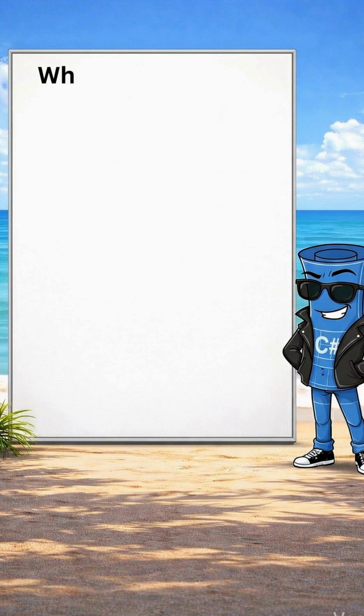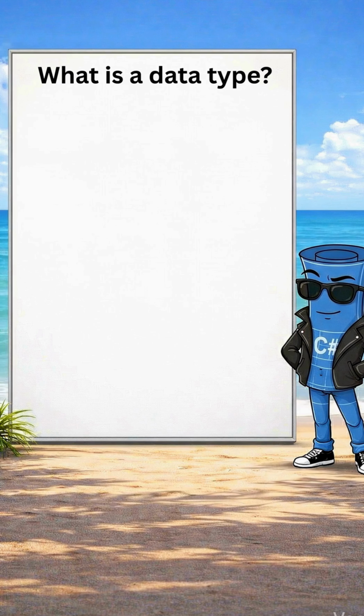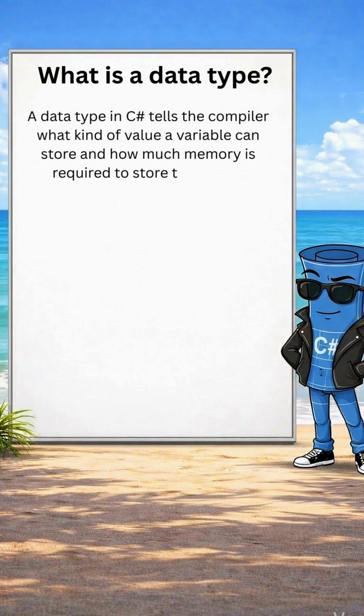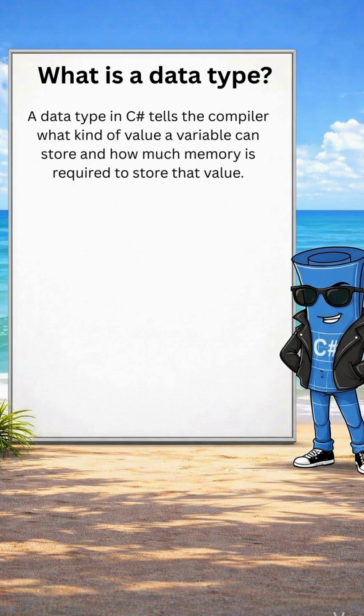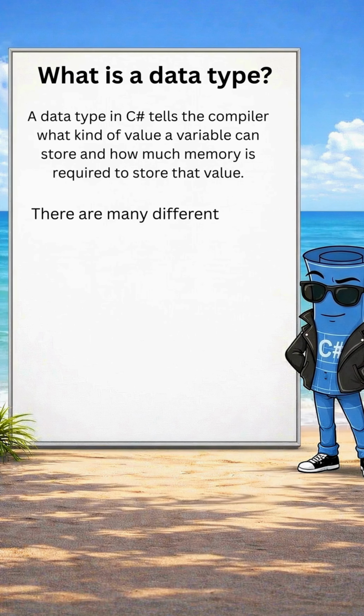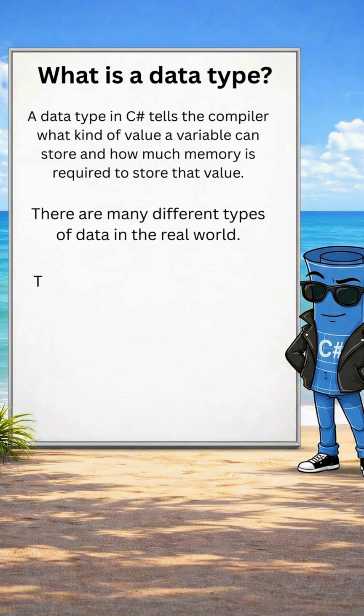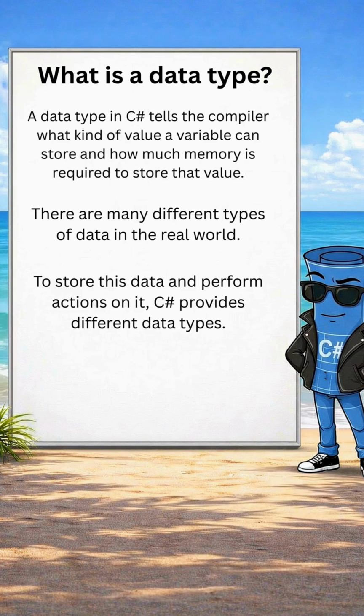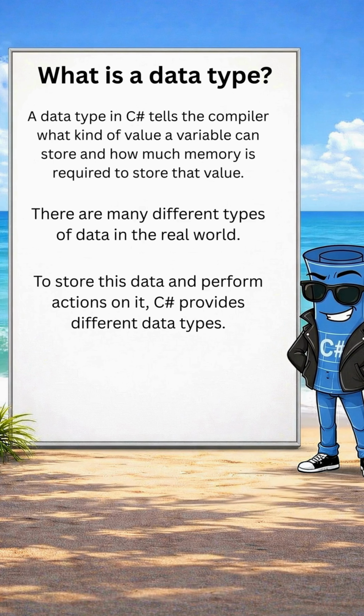Let's start with the first term, data type. A data type in C# tells the compiler what kind of value a variable can store, and how much memory is required to store that value. There are many different types of data in the real world. To store this data and perform actions on it, C# provides different data types.